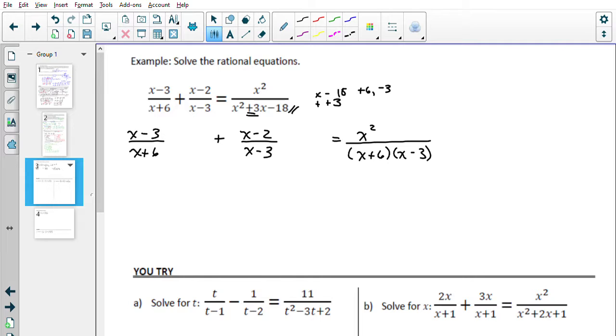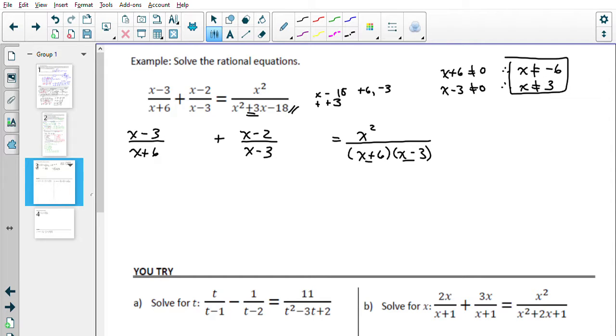So before I go any further, I'm just going to identify the numbers that are not allowed in the denominators. So the x plus 6 cannot equal 0, therefore x is not allowed to be negative 6. The other denominator, x minus 3, is not allowed to be 0, therefore x cannot equal 3. And those are the same two brackets I have here, so that's all of them. So these are my constraints in the equation that are not allowed.